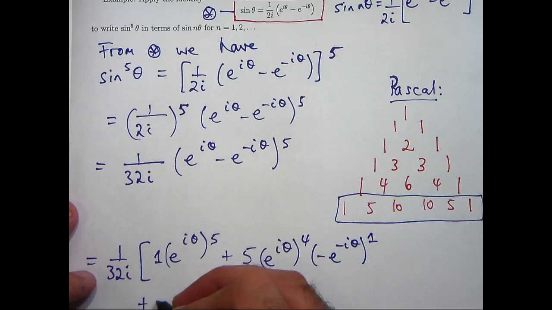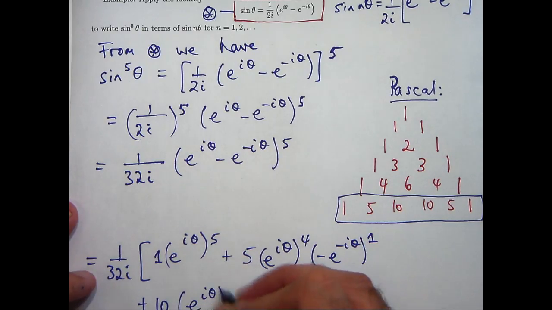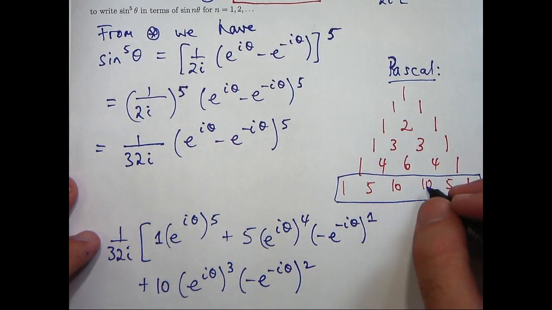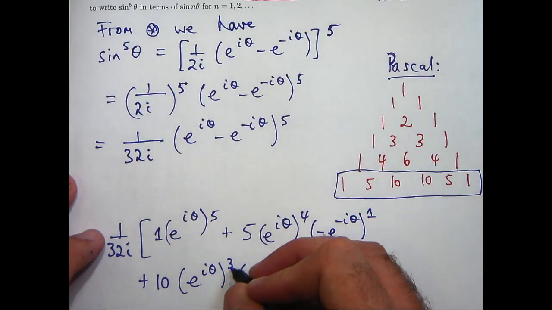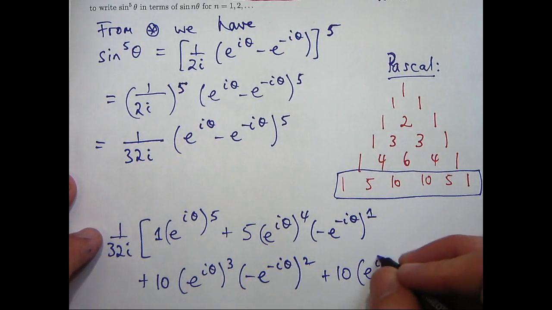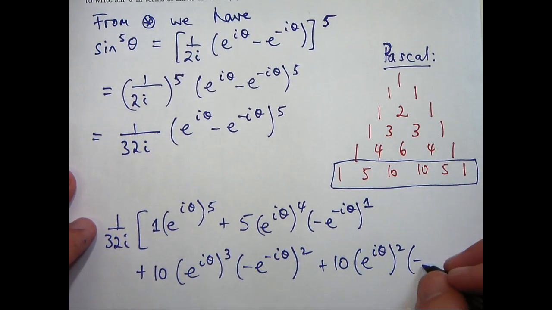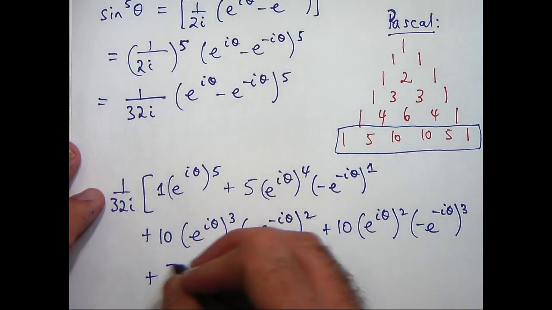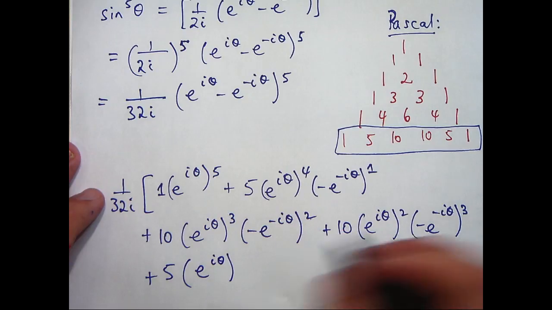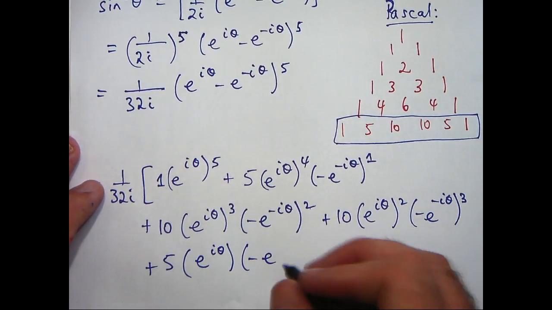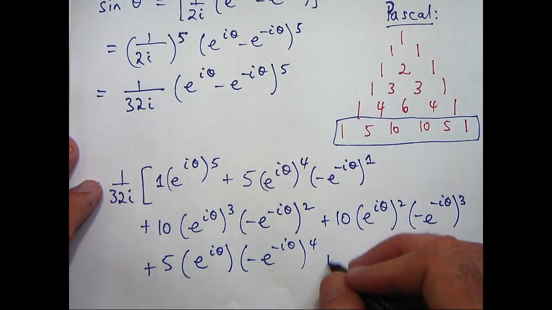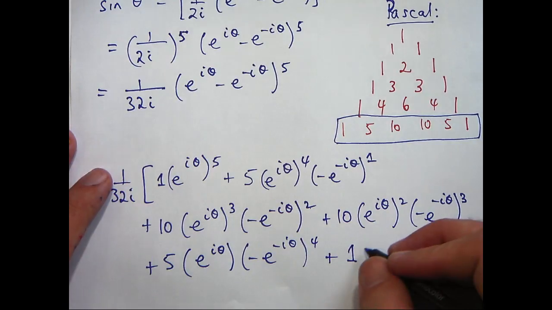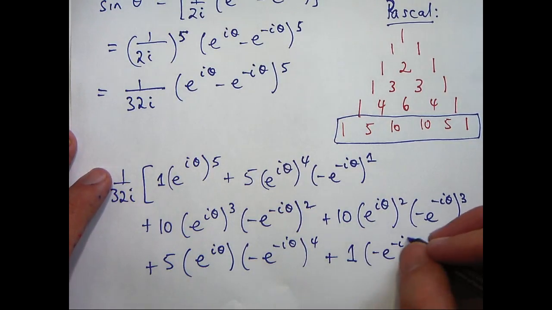The next coefficient is going to be 10. I decrease this power by 1 and increase this power by 1. And just keep on working. The next coefficient is going to be 10. Again, decrease this power by 1, increase this power by 1. Okay, keep on going. The next coefficient is going to be 5. So this goes to 1 now. And lastly, this will go to 0, so it's just 1. And the power 0 will just go to 1. And this will be increased to 5.